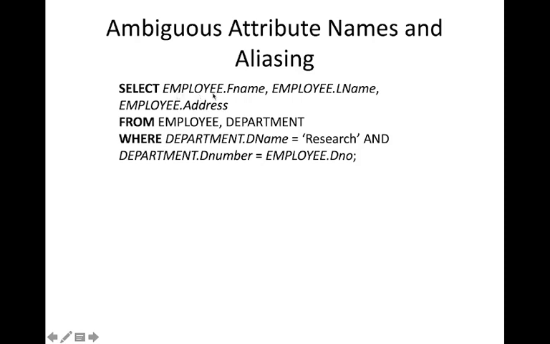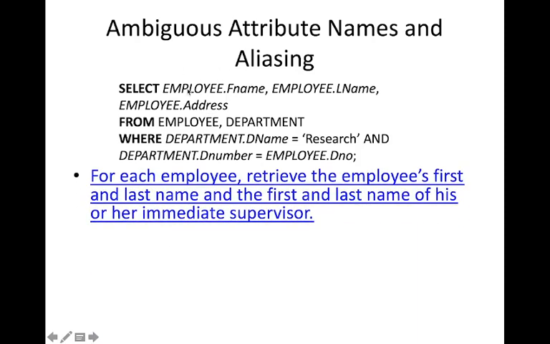So we can write the queries like this: instead of giving only the attribute name, whatever retrieval you use, you can specify the attribute name as table dot attribute name. So employee.f name, employee.l name, employee.address, department.d name, department.d number, employee.d number, like that you can specify. Then there won't be any ambiguity. So you can write the same queries like this. Instead of specifying the attribute name alone, you specify the table name also.